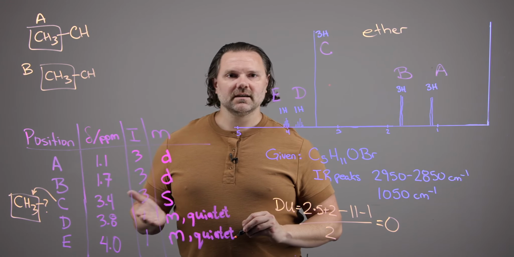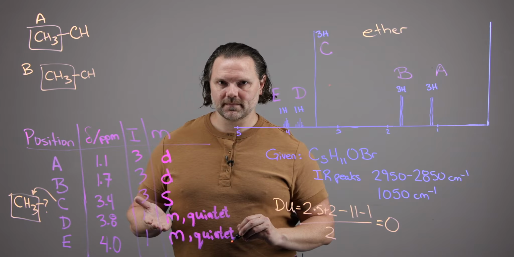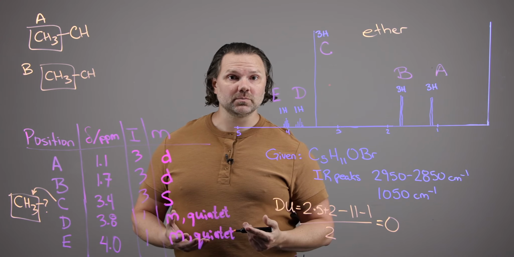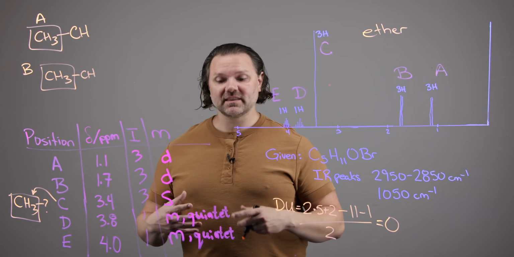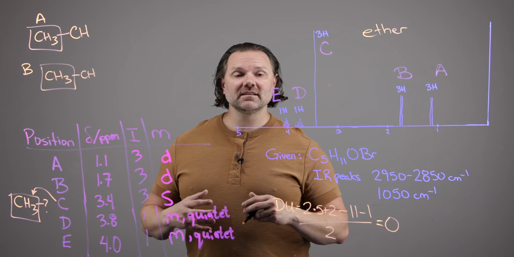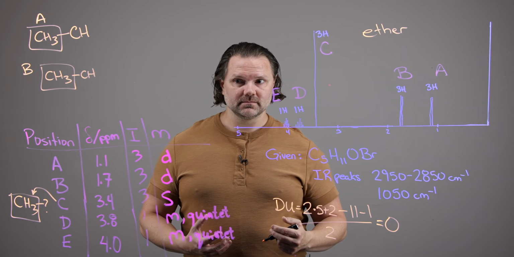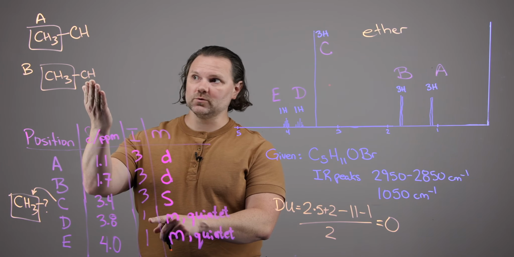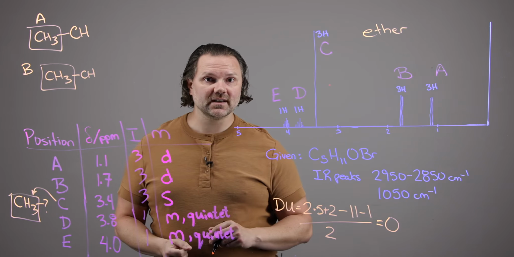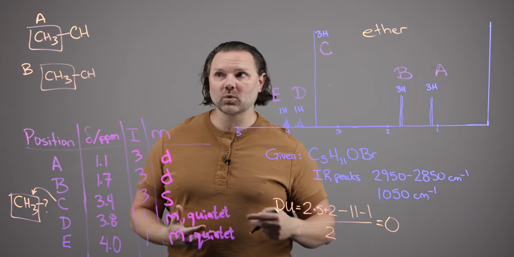Signal D has an integration of 1, so it's a CH group, and we believe it's a quintet. It's definitely a multiplet, but we think it's a quintet. That would mean that there are 4 neighbors. So we already see some CH groups that have a CH3 next to them. They need one more neighbor.